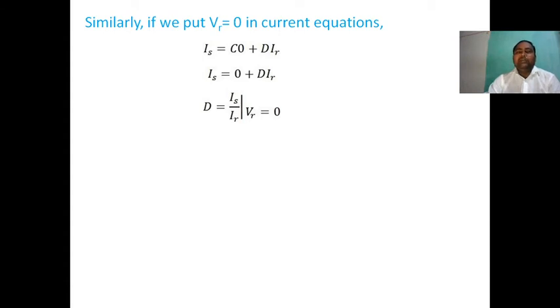In the ABCD constants, A and D are dimensionless. Constant B units is ohms. Constant C units is Siemens.